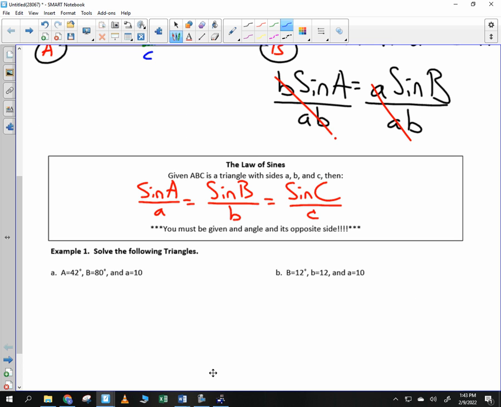Sine of A over A is sine of B over B is sine of C over C.